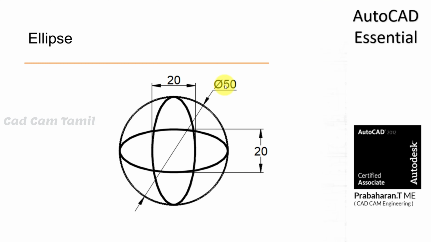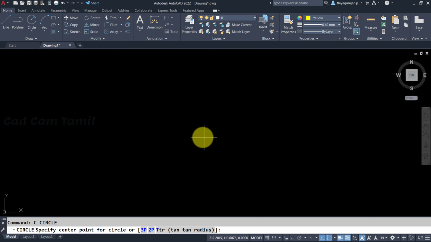By using the elliptical command, we are going to practice some exercises. So circle size is given, diameter 50. Using the diameter 50, I have to construct the ellipse. The major axis of the ellipse is 50. The minor axis diameter is 20. Right. Let me construct the ellipse.